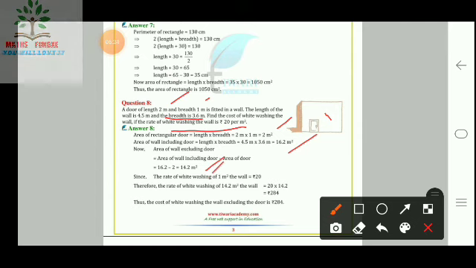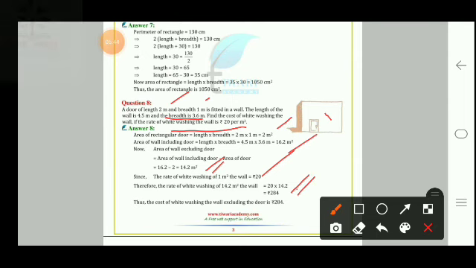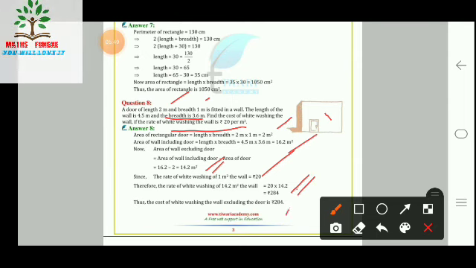Now the rate of whitewash for 1 meter square of wall is rupees 20. So the total cost for 14.2 meter square will be 20 into 14.2, that is 284. So the cost of whitewashing the wall excluding the door is 284 rupees.